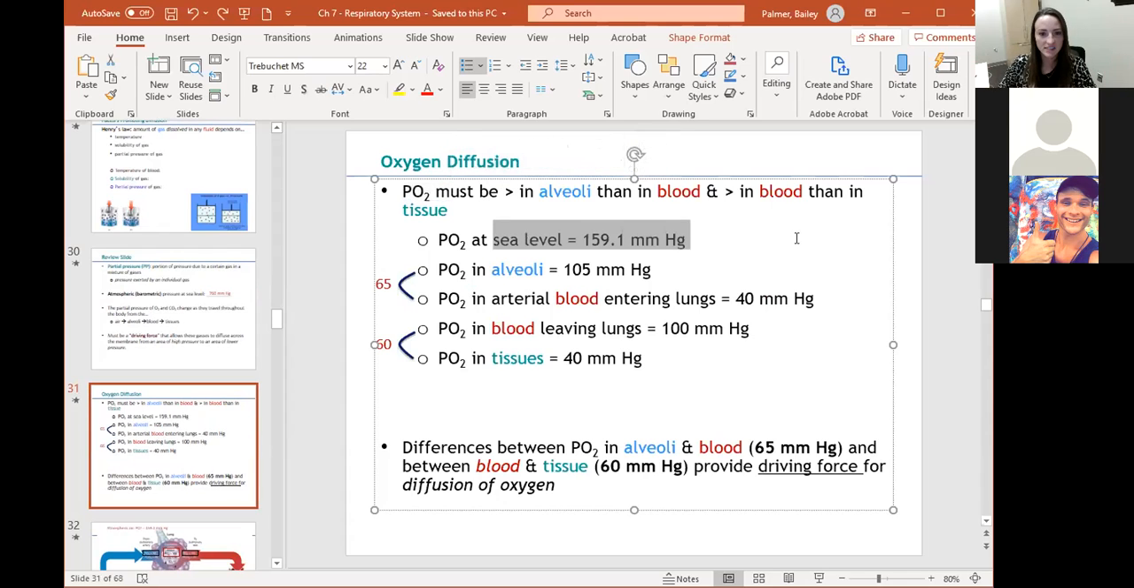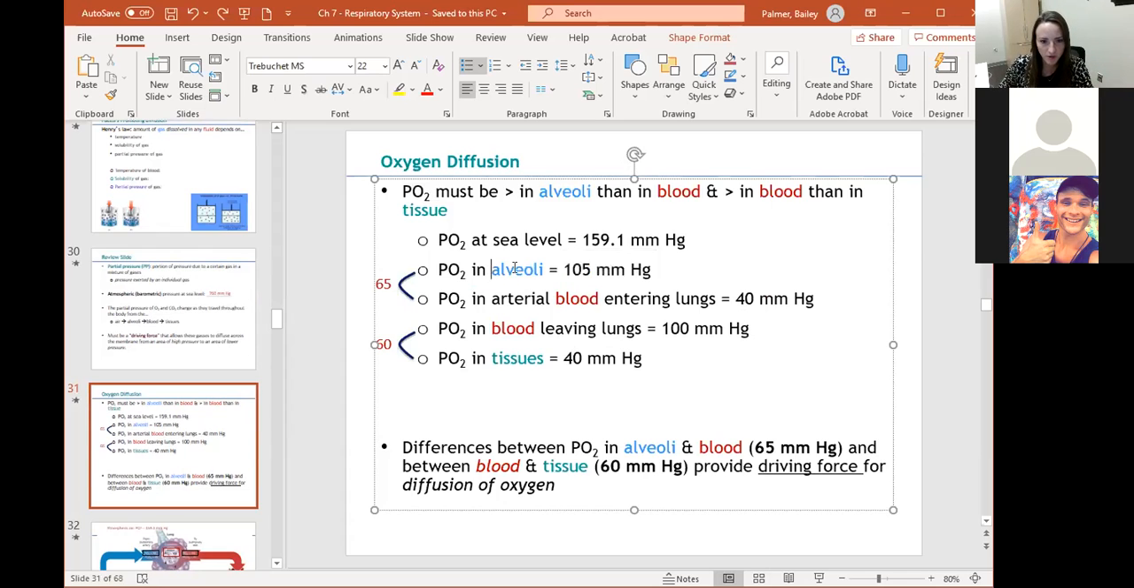So let's start. We have sea level. We have the pressure of oxygen at sea level, or sorry, in the air, in the atmosphere. As we inhale, that pressure is going to decrease to 105 from 159. Why does it decrease? Because we talked about that there are water molecules in our respiratory system. And so when the water molecules combine with the air molecules, that decreases the pressure of the oxygen.